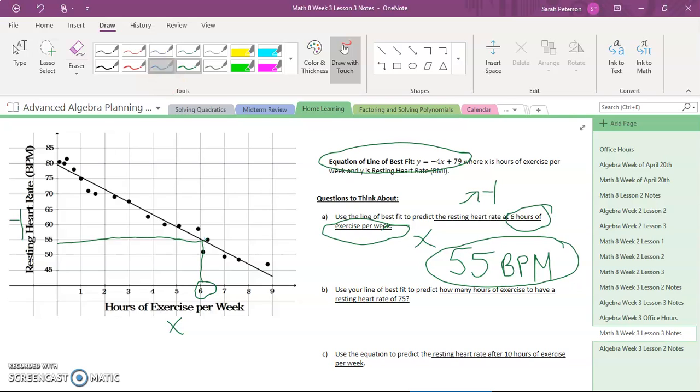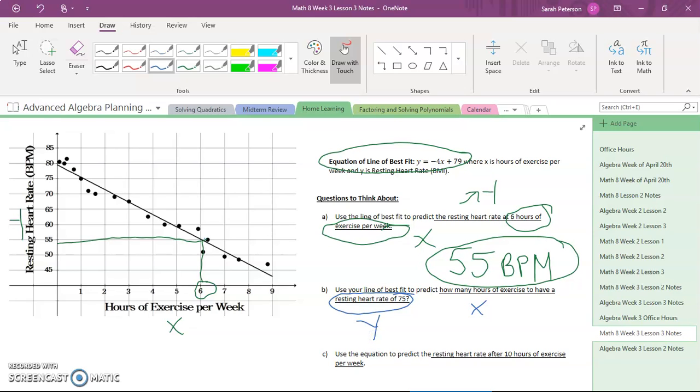My next question says use your line of best fit to predict how many hours of exercise to have a resting heart rate of 75. So how many hours of exercise? That is my X value. So I don't know that. I'm asked how much. And then I have a resting heart rate of 75. So that's my Y. So I'm being given Y.